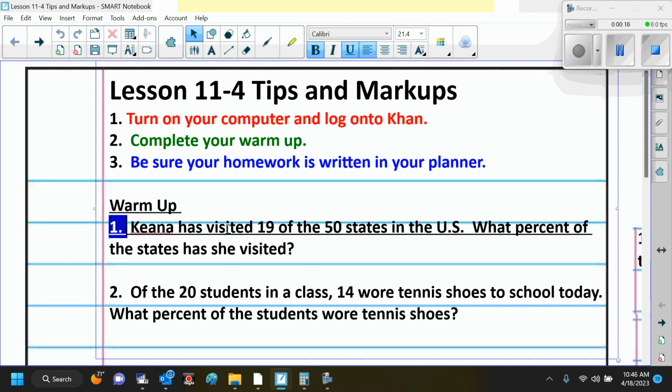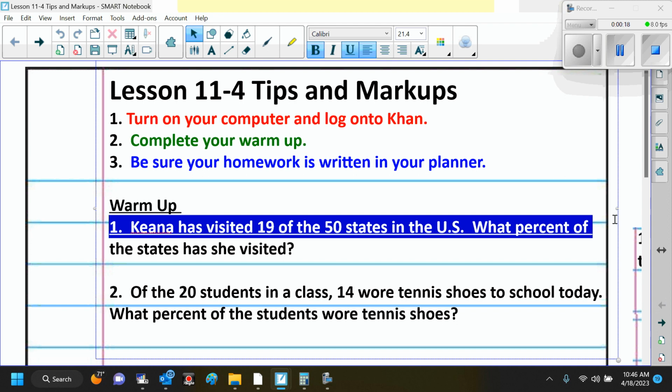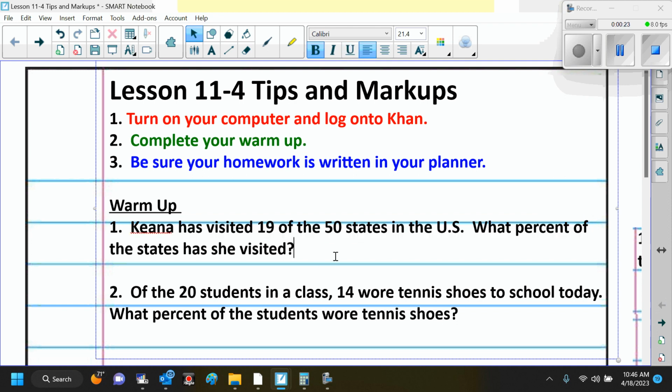It says, Kiana has visited 19 out of 50 states in the U.S. What percent of the states has she visited? Good. That would be 38. Very good. How did you do it?